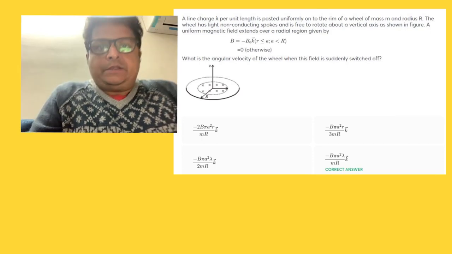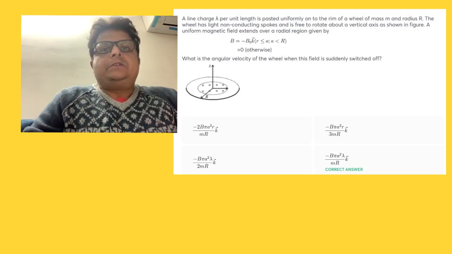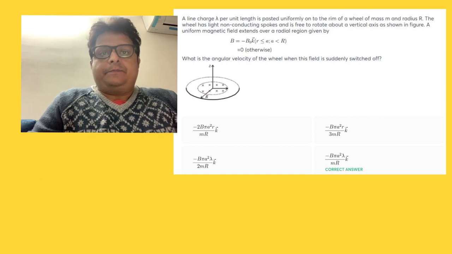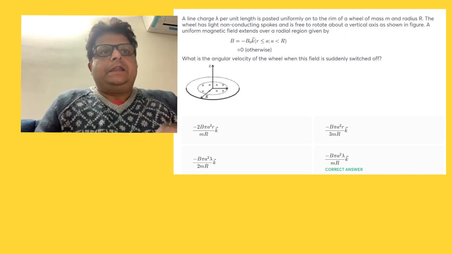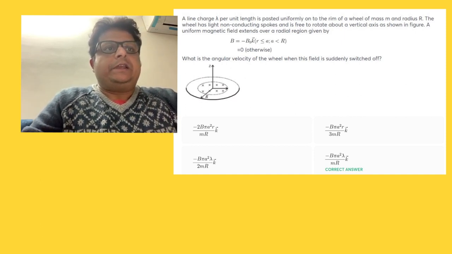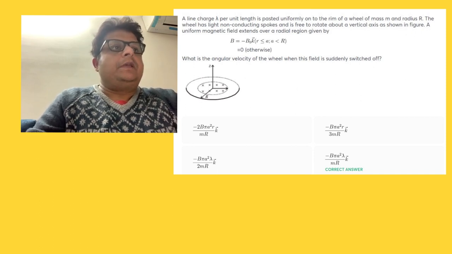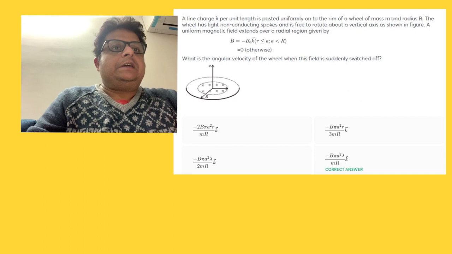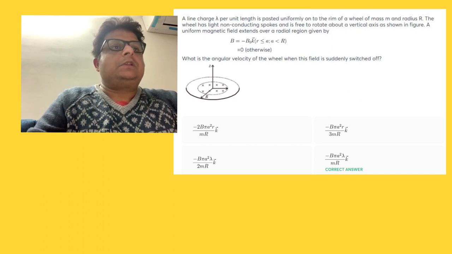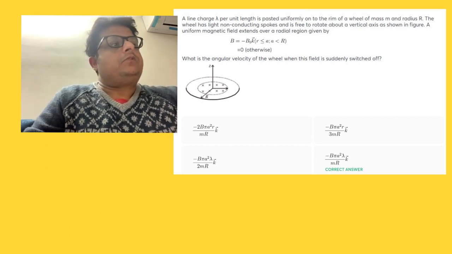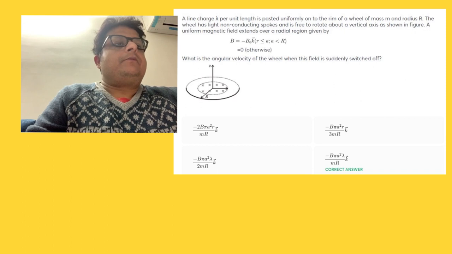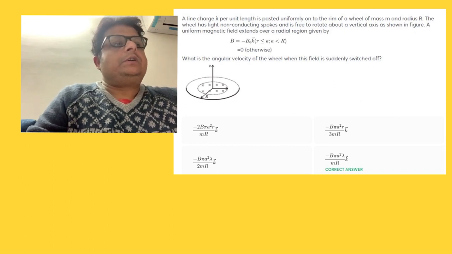Okay, let us see this problem. It is on electromagnetic induction. It's given that a line charge lambda per unit length is pasted uniformly on the rim of a wheel of mass m and radius r. The wheel has light non-conducting spokes and it's free to rotate about a vertical axis as shown.